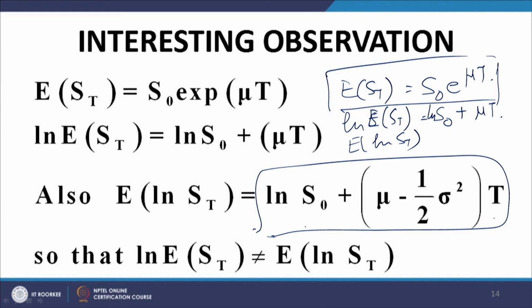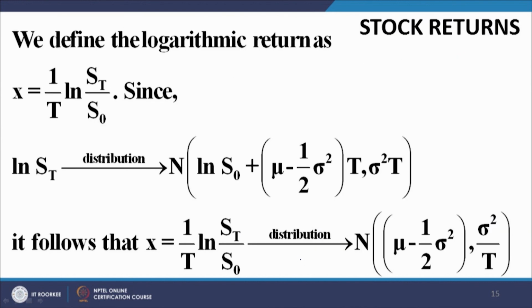The outcome of what I have tried to establish here is that the log of E of S t is not equal to E log of S t. They are not, in some sense, commutative. So, let me repeat, log E of S t is not equal to E log of S t. That is an important observation. You can see here the proof, it is quite straightforward, it is quite simple. So, this is an interesting observation.